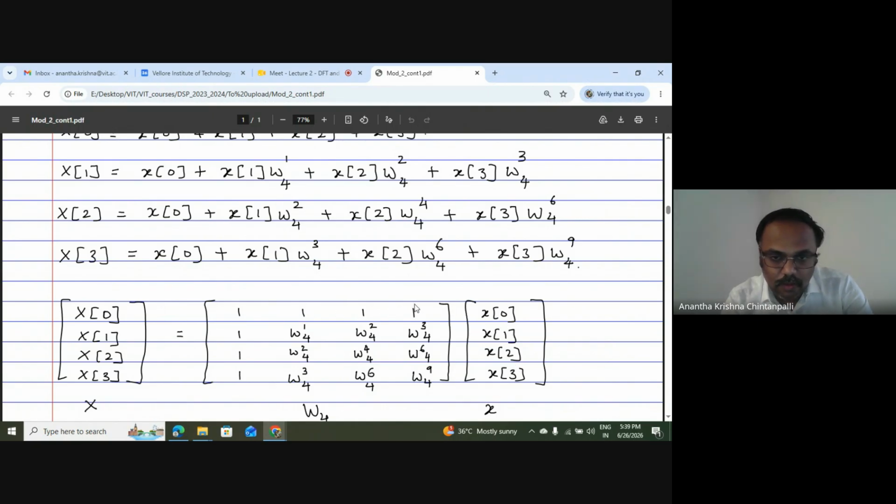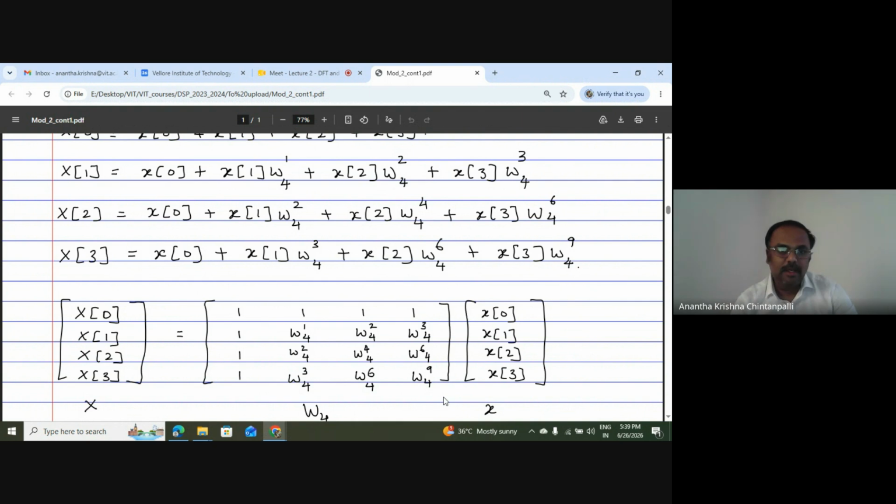The first row and the first column are always 1. Because it's a 4-point DFT, the subscript will always be 4. Then you start off with 1, 2, and 3. In other words, you start with 1, 2, and so on up to N minus 1. In this case, it's 3. Then you multiply by 2, so this becomes 2, 4, 6. Then to get the fourth row, you multiply by 3. So this becomes 3, 6, 9.